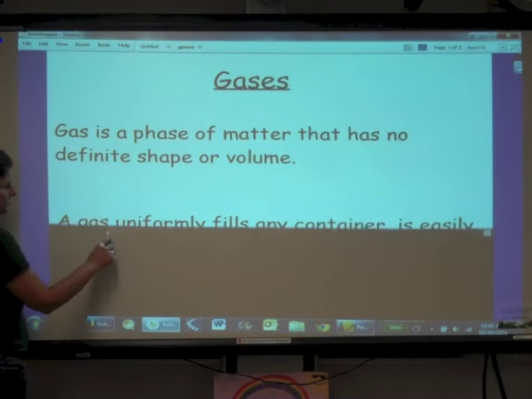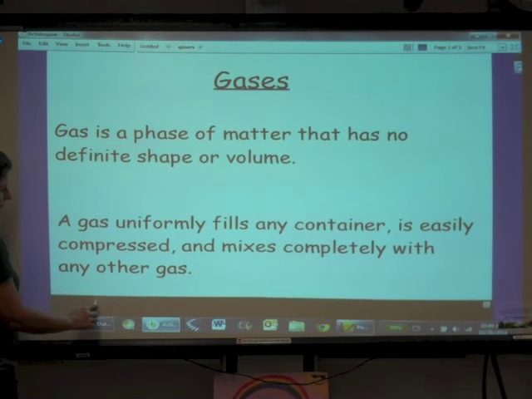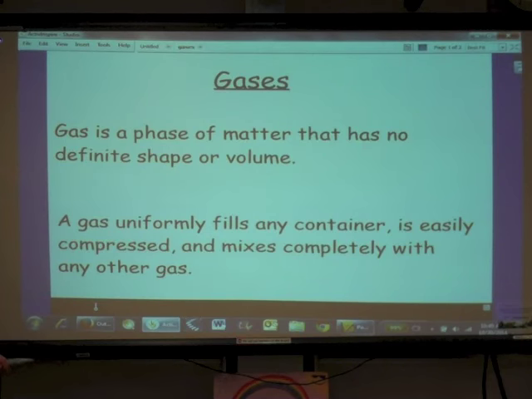Therefore, we say that a gas uniformly fills any container. So it will take up all the space. It will spread out to take up all the space that you give it.